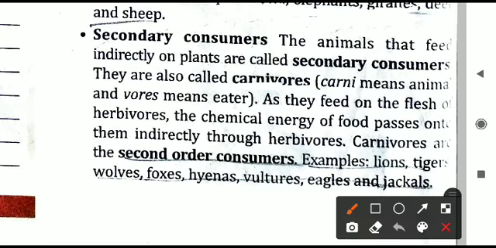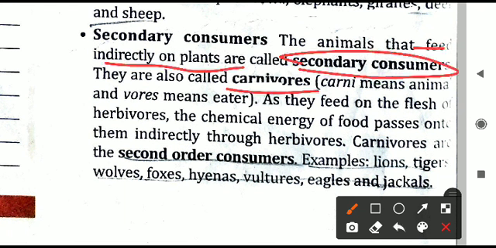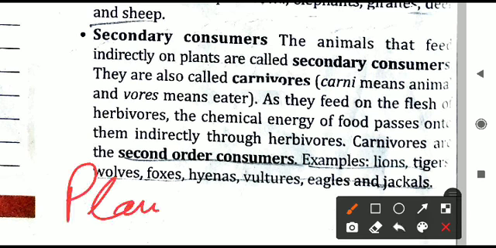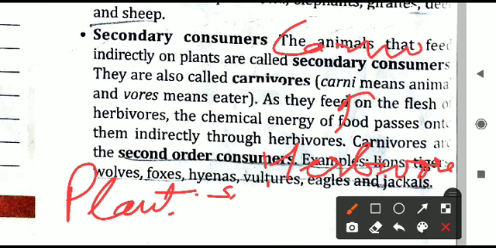Second one is the secondary consumer. They are indirectly feeding on the plant. Generally they are the carnivorous animals, also called secondary consumers. They are eating the flesh of the herbivorous. They kill the herbivorous animals and get the chemical energy through them. The energy is transferred from the plant, which is eaten by herbivores, and then the herbivore is eaten by carnivores. So indirectly what is happening? Indirectly the energy of the particular plant is going into the carnivore by way of the herbivorous animals. From the plants energy moves to herbivores, and from the herbivores energy moves to carnivores.